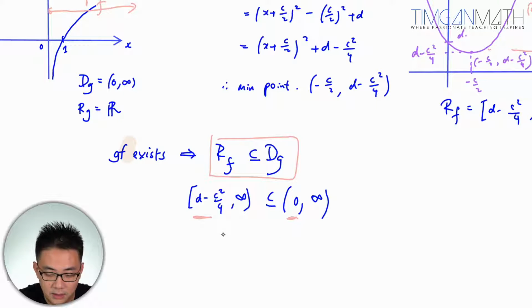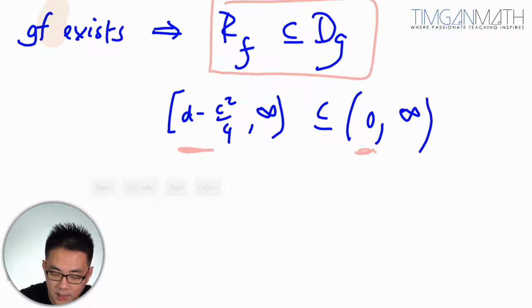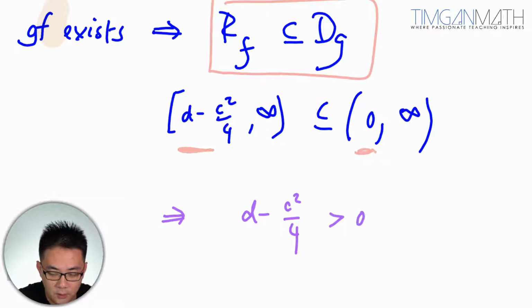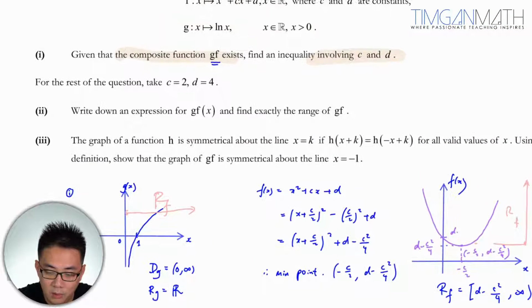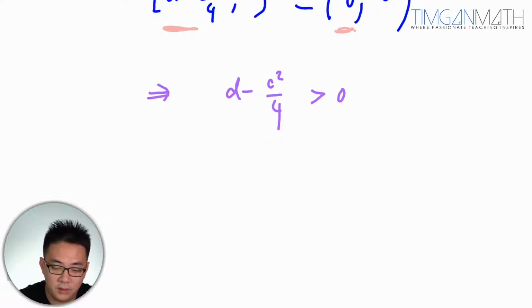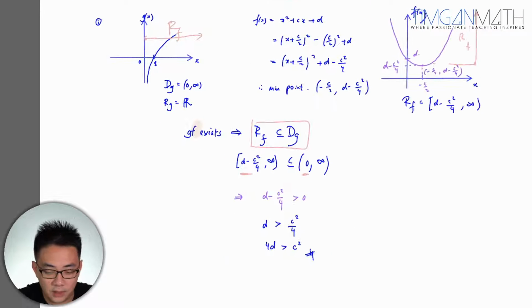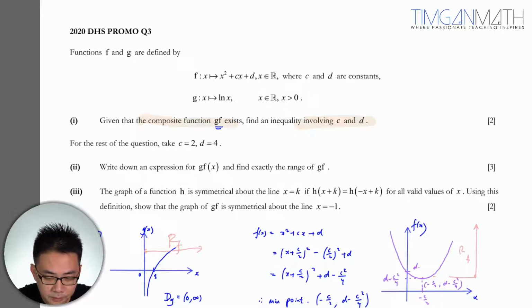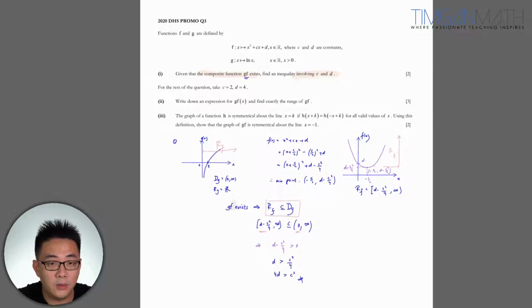So this will imply that d minus c squared over 4 is bigger than 0. What we want is an inequality involving c and d, so there you go: d is bigger than c squared over 4. I could just put 4d is bigger than c squared, which is a nicer one. I think this is the answer for the composite function to exist. So that's how we do the first part.